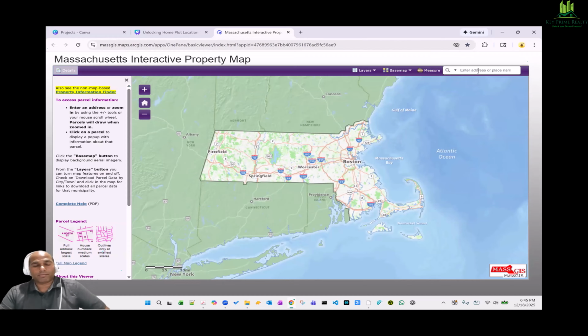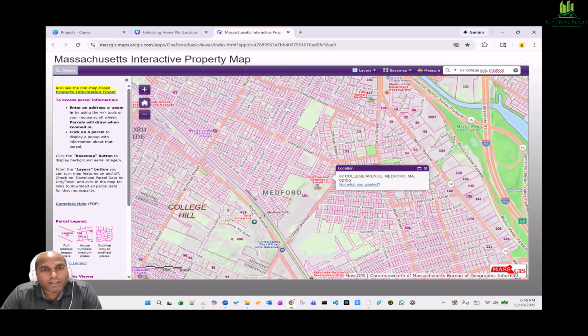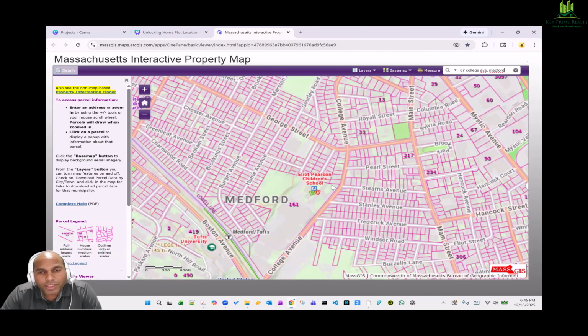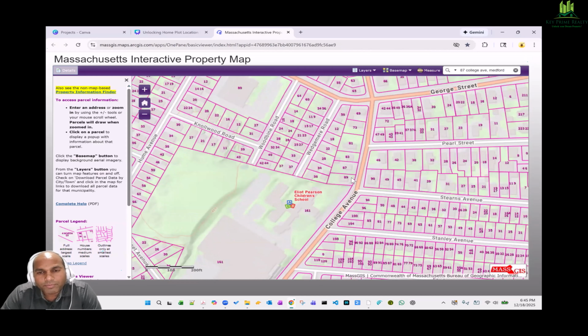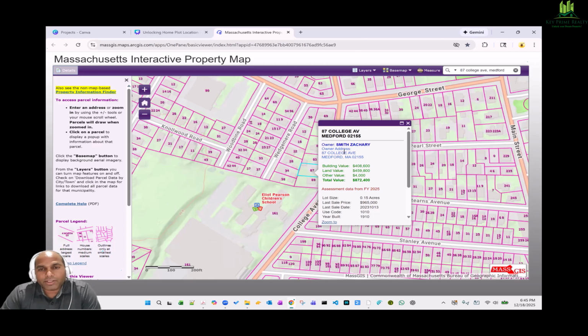So if you take one example, say 87 College Avenue, Medford. So these are all the plots of land. You can take each one. Actually, by the way, this is statewide, so you can just put in an address and find it. And then this is the parcel of land. You can see who is the current owner of this property and, of course, the address of the property.